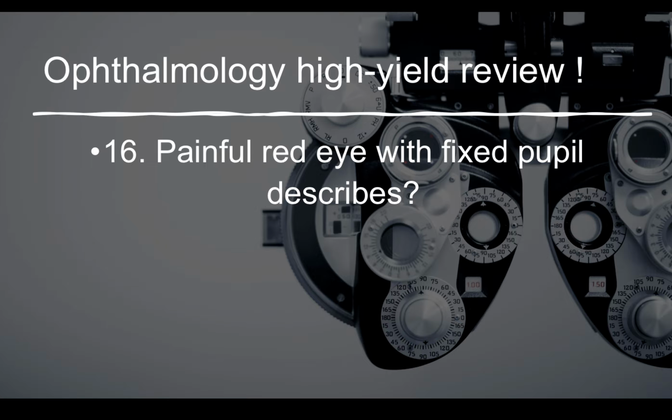Painful red eye with a fixed pupil describes what? So in the question stem, they're going to tell you the patient has a painful red eye and their pupil is fixed. This describes acute angle glaucoma. Acute angle glaucoma, painful red eye with a fixed pupil.